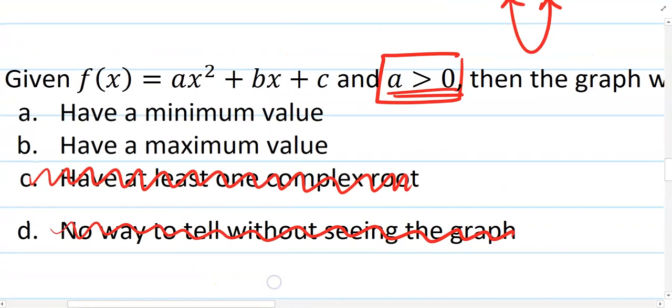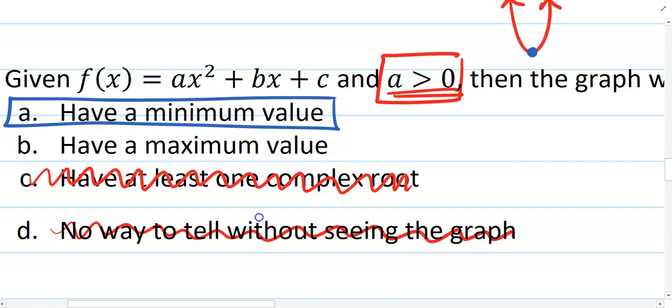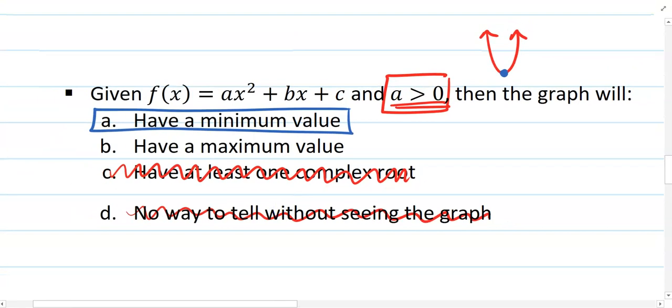We know that if the A value is positive, the graph has to open up. And even if I don't know the A, B, and C values that specifically locate this graph, the fact that it opens up tells me that this vertex point is going to be a minimum value. So it has a low point or a bottom to the graph.